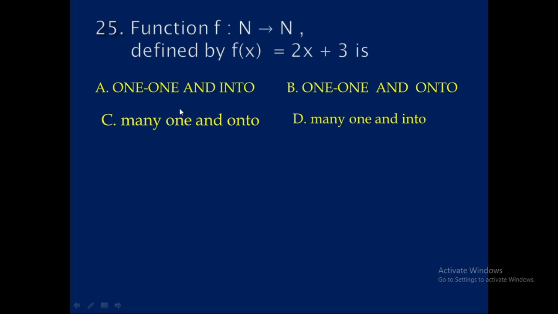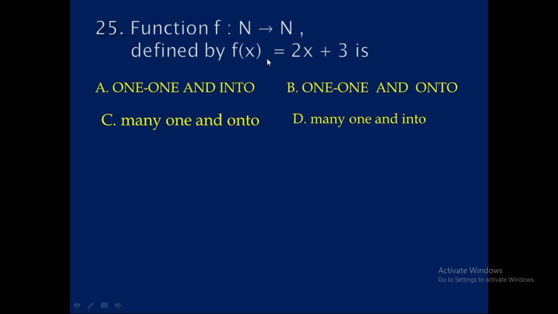Remember, you know one-one and onto. Into means it is not onto; the function is said to be an into function. Many-one means it is not a one-one function. Many-one means not one-one. One-one and into means one-one but not onto. Here we are verifying one-one and onto.